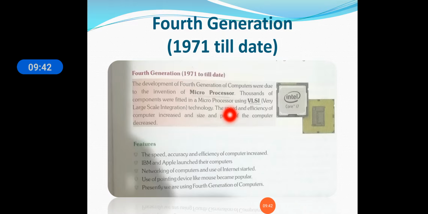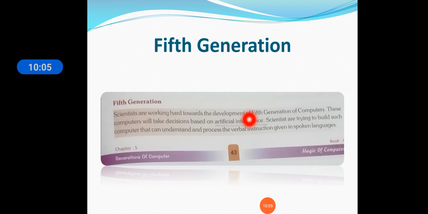In the fourth generation, because of the invention of the microprocessor or VLSI technology, the fourth generation was possible, which we are using today. Speed, accuracy and efficiency increased. Apple and IBM launched their computers and networking was started, and pointing devices like the mouse became very popular. Fifth generation, all of you know, scientists are working on this and it will work on artificial intelligence.